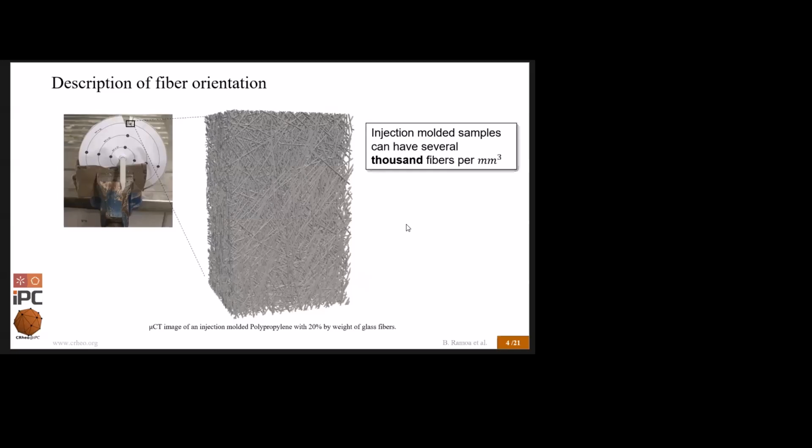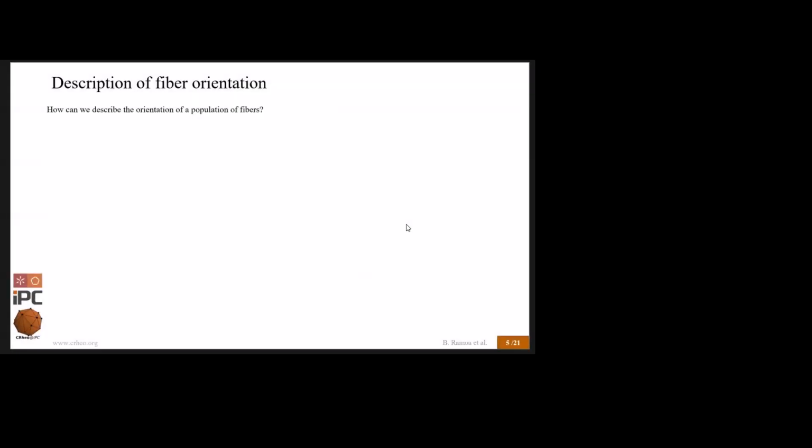So you need a way to describe the orientation of an ensemble of particles. This raises the question, how can I do this for a population of fibers? If you look into the literature, the most accepted answer is, well, we're going to forget the individuality of a single fiber, and we're going to use a statistical method to describe this. And this is usually done through a probability density function.